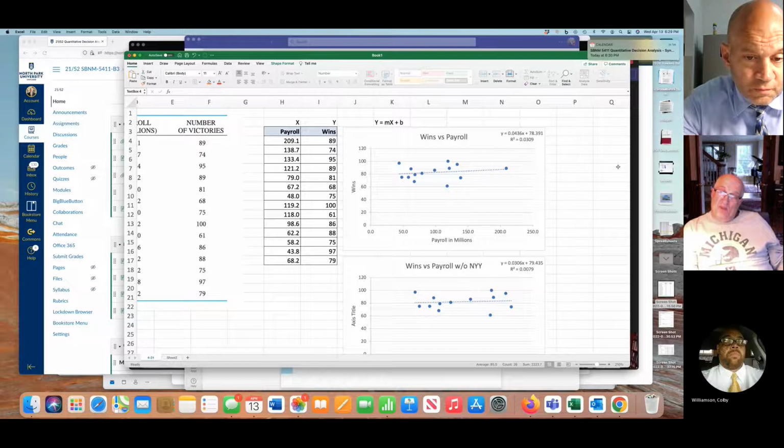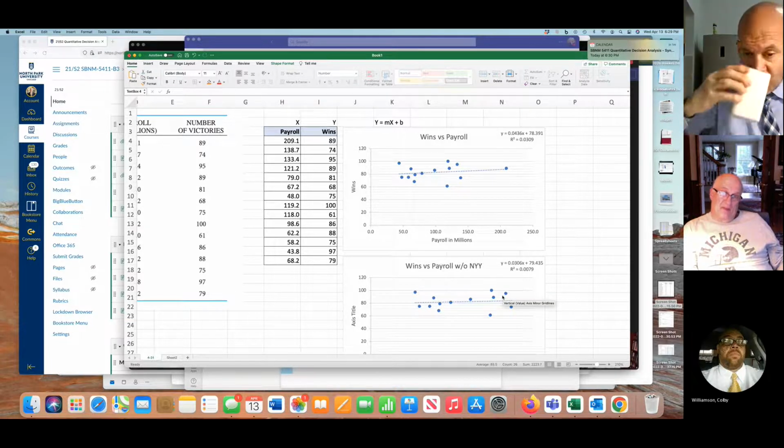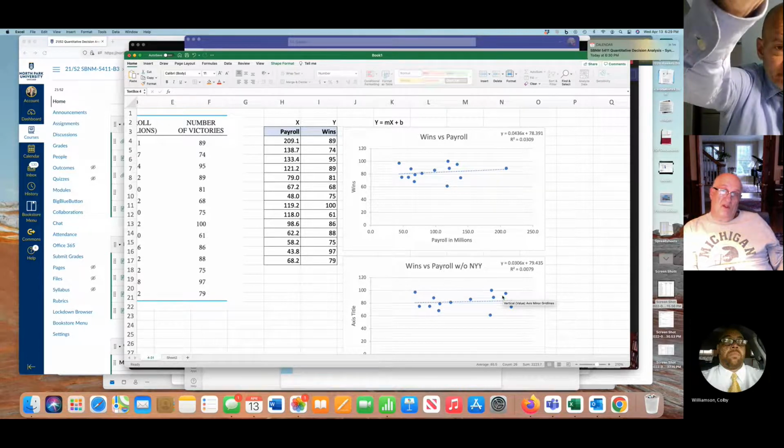This one explains less than 1%, 0.8% of the variation. This is not a very predictive model to me. Now, there's more I can do with this if I want to look at it.